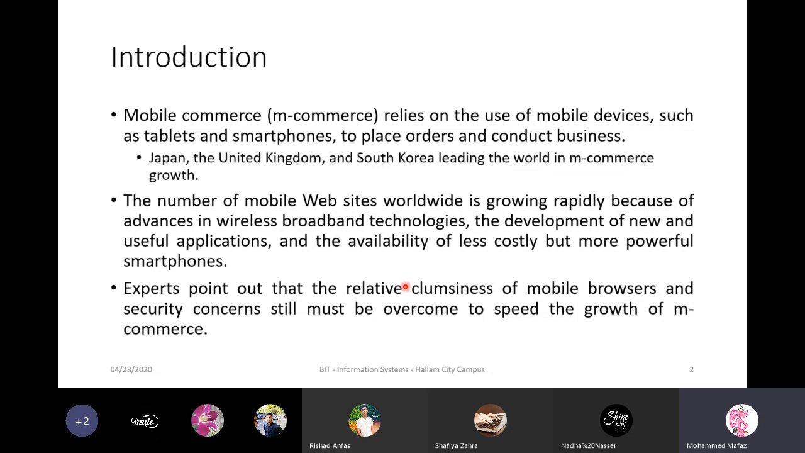Because it has a browser, but you don't get the performance and speed that you expect from a desktop. You don't expect it in a mobile because mobile has limited resources.